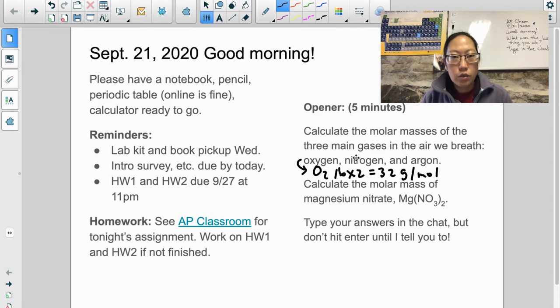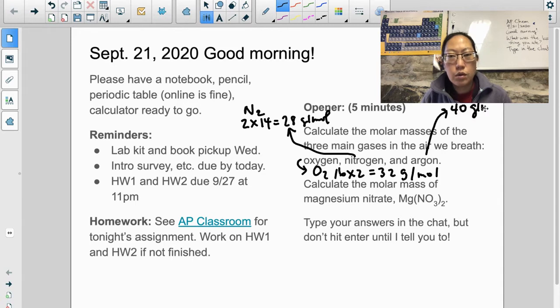Now, for nitrogen, we have N2 because nitrogen is also diatomic. So we have 2 times 14, and so we have 28 grams per mole. And then finally, argon here is about 40 grams per mole. You may have seen it at 39.95 grams per mole. And argon is not diatomic. It is just Ar. Okay, so the 7 diatomics.